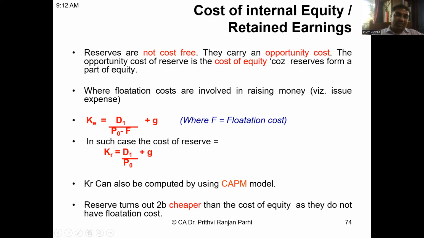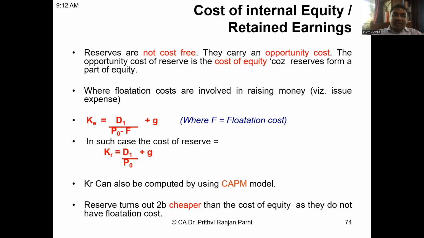this is the formula for computation of cost of internal reserve or cost of retained earning. Cost of retained earning is computed by using this formula: D1 by P0 plus G. This is the formula we learned when computing cost of equity. There also the formula was D1 by P0 plus G. Same formula. Equity and reserves are one and the same thing. Reserves belong to the equity shareholders.